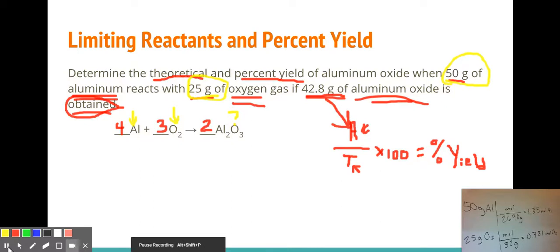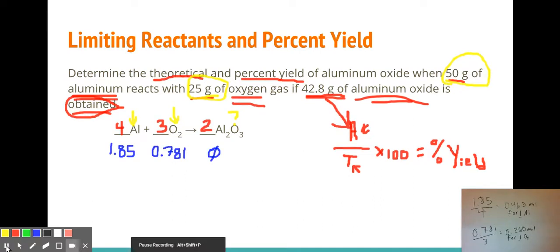So I want to draw your attention now to my little whiteboard. We were given 50 grams of aluminum, and then we were also given 25 grams of the oxygen. So the very first thing that we have to do is we have to convert these grams to moles. We do that by dividing by the molar mass of each. This is the molar mass of aluminum. This is the molar mass of oxygen, which is O2. From there, I find I have 1.85 moles of aluminum and 0.78 moles of O2.